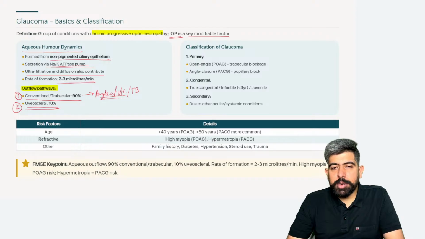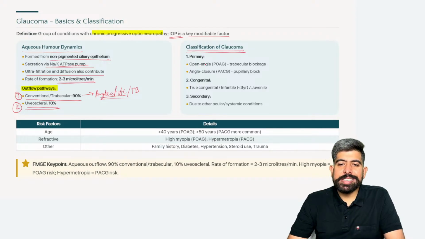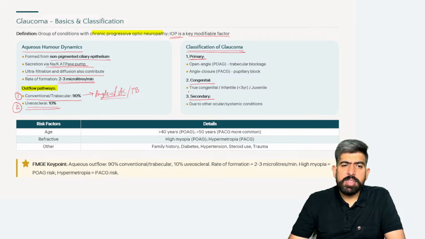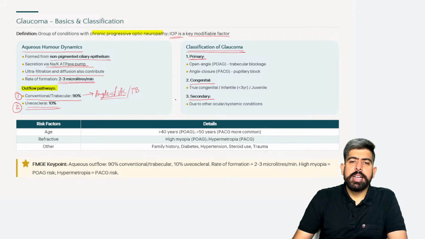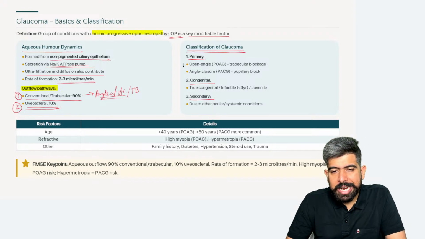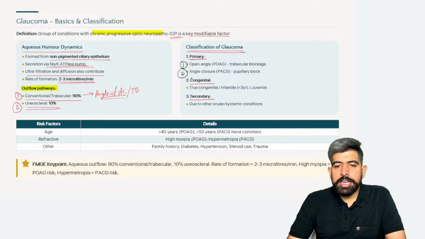Next, if I'm talking about the classification of glaucoma, this is a very, very important topic. Please remember, it is divided into three types. The first is the primary type, the second is the congenital, and the third is the secondary type. In the primary, we have two types. The first is known as open angle glaucoma, and the second is angle closure glaucoma. What is the meaning of angle closure and open angle?